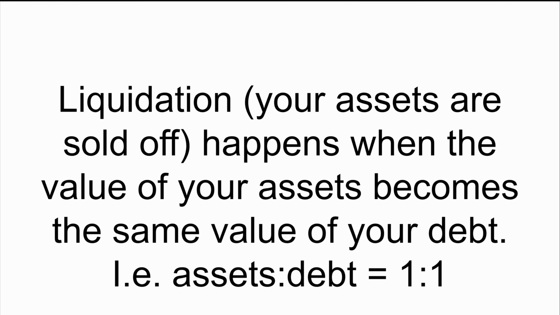So if you didn't already know, liquidation is basically when your assets are sold off, leaving you with nothing. It happens when the value of your assets or your coins becomes the same value as your debt. In other words, your asset to debt ratio is 1-to-1. This means that if you had coins of $100 and you also had borrowed coins of $100, then your coins would automatically be sold off to pay off your debt. And I hope that makes sense to you and why you wouldn't want to get liquidated, because basically you're left with nothing.